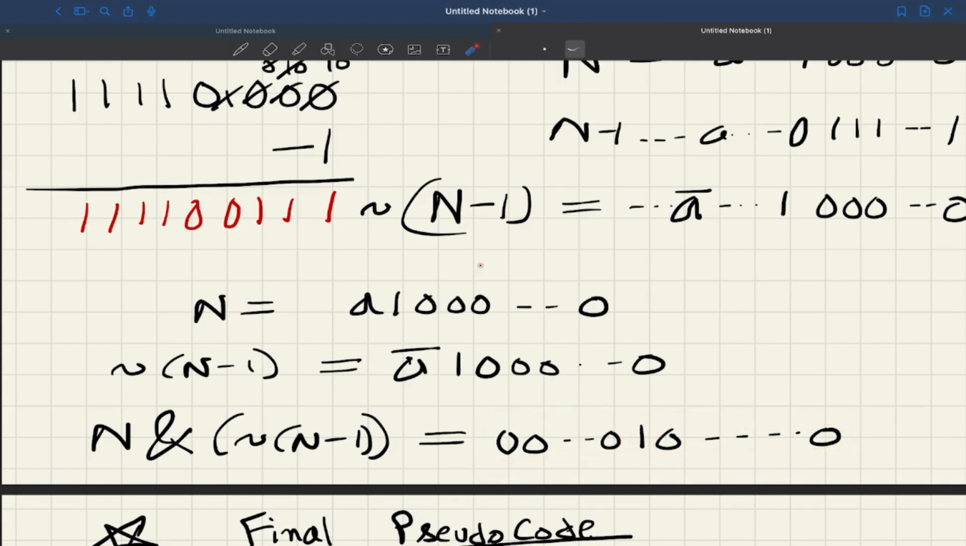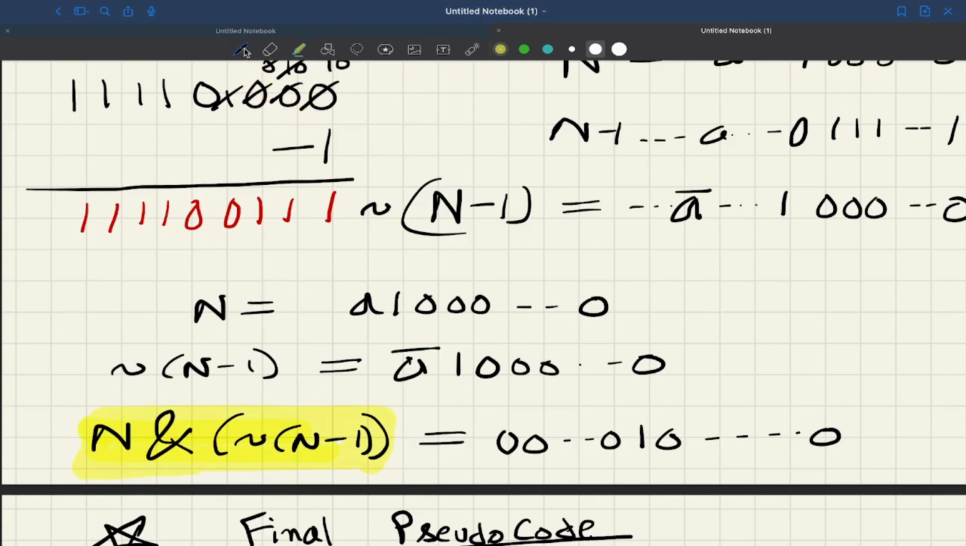So to find the rightmost set bit of any number, just do this. Take that number, subtract 1 from that number, take negation of that n minus 1, and do AND of those two numbers. This will give me the rightmost set bit of any number n.